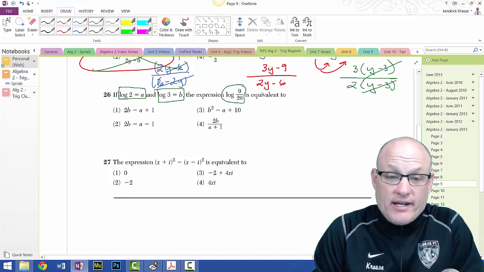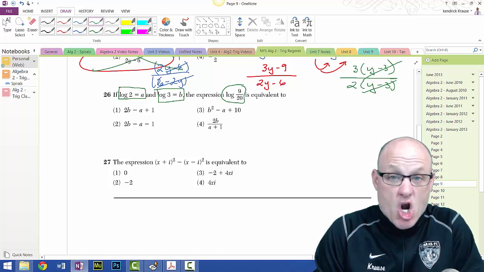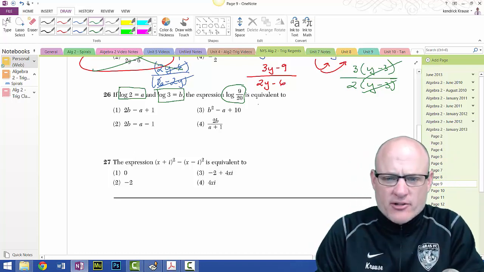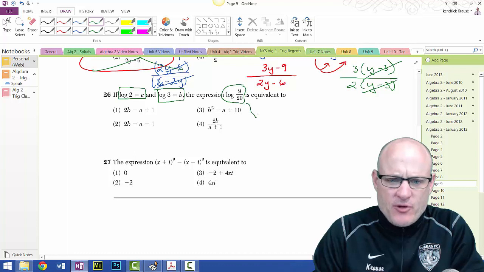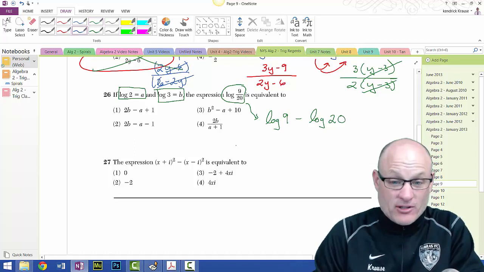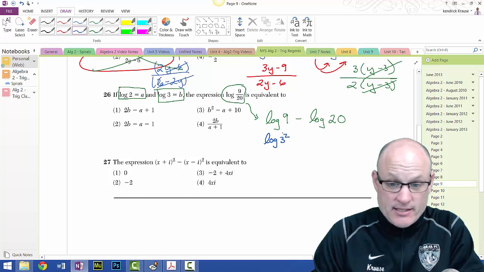Wow. This one is a killer. I got to drink some coffee before. This was a 100 killer. So, if you remember correctly, I can take this and make it log 9 minus log 20. Now, 9's not bad. That's the easy part, believe it or not, even though you're probably wondering how that helps. Because really this is log of 3 squared, and I can take the 2 out front. So really this is 2 log 3.